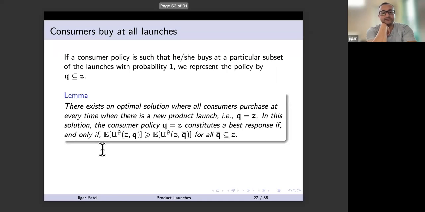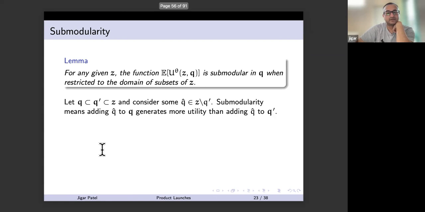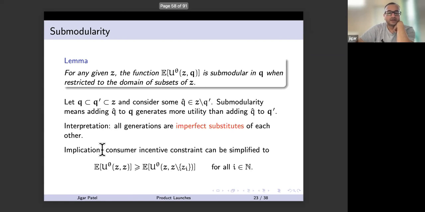So we reduce the problem to a smaller set by some clever arguments. Then we use the idea of submodularity, saying, hey, this utility function of consumers is submodular, so you don't have to look at all possible real sequences of the launch times. You can just look at a subset of a given real sequence and things like that.